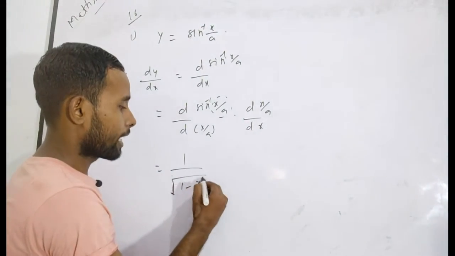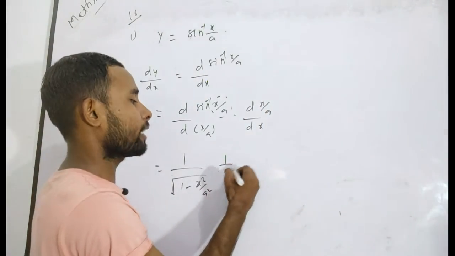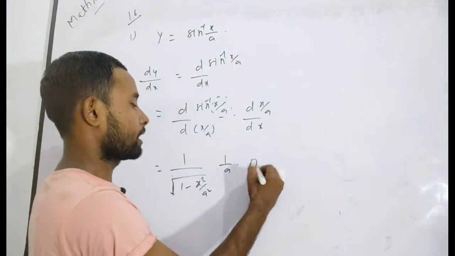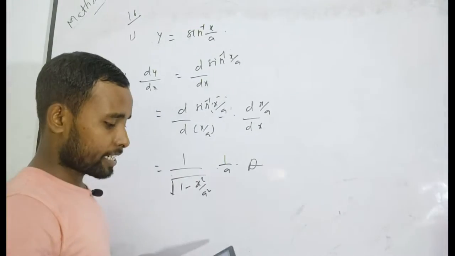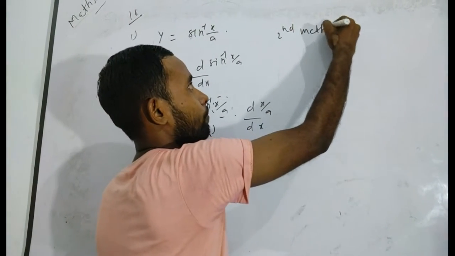So 1 upon root under 1 minus x square upon a square into the derivative of x upon a. As you know that 1 upon a is a constant, so the derivative of x will be what? It is your final answer. Next, I think if you wish, I will give you the second method also.